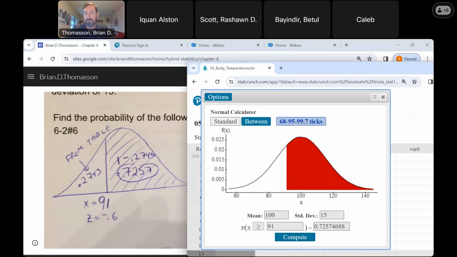Make sure our picture matches. Yep, we're trying to find the area to the right. Everything's great. And we immediately get the 0.7257, which is the answer. Okay, so StatCrunch is lovely. As long as you give it what you're looking for and make sure your picture matches, it does it all for you. It's wonderful.